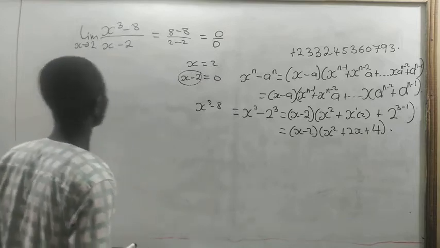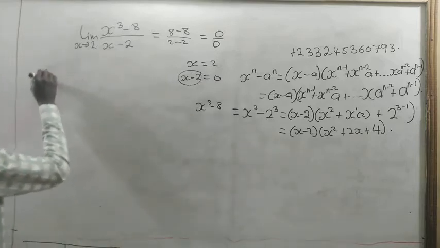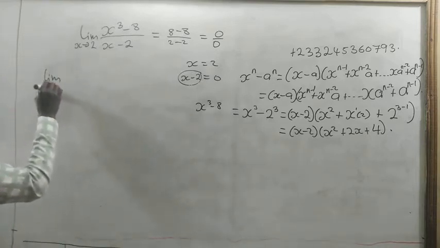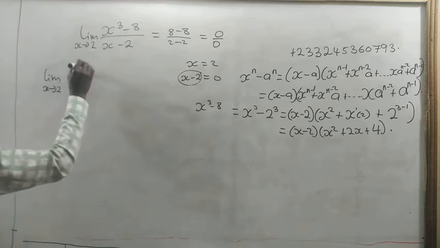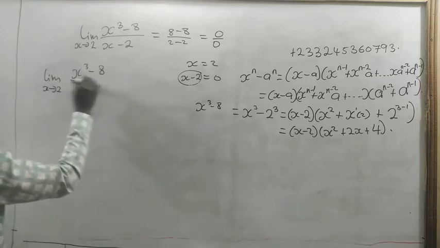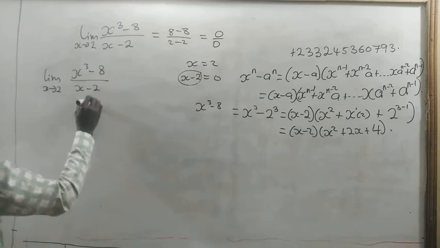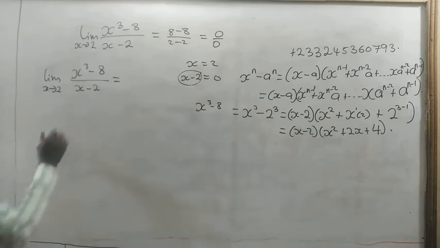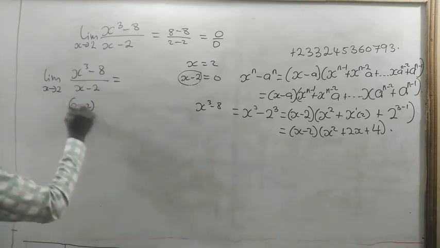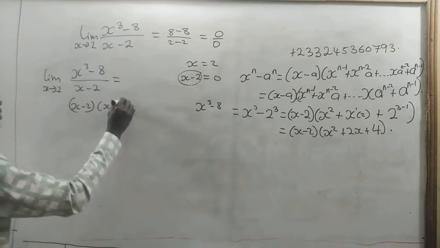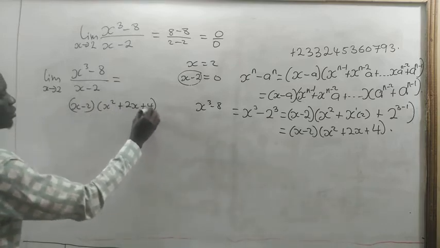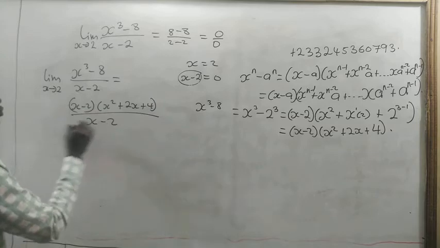Okay, so we are going to have the limit as x approaches 2 of x cubed minus 8 divided by x minus 2 equal to x minus 2 times x squared plus 2x plus 4, all divided by x minus 2.